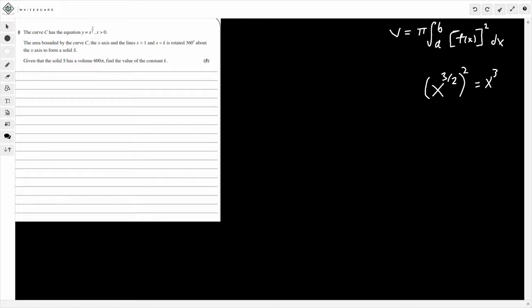So let's have a go at starting this. My working now is going to be pi times the integral between k, that's what we're working with here, and 1. And the f of x all squared here is going to be x cubed, because instead of x to the 3 over 2, it's x cubed now, because we've squared it. And this is going to be equal to 600 pi when the integration is performed.